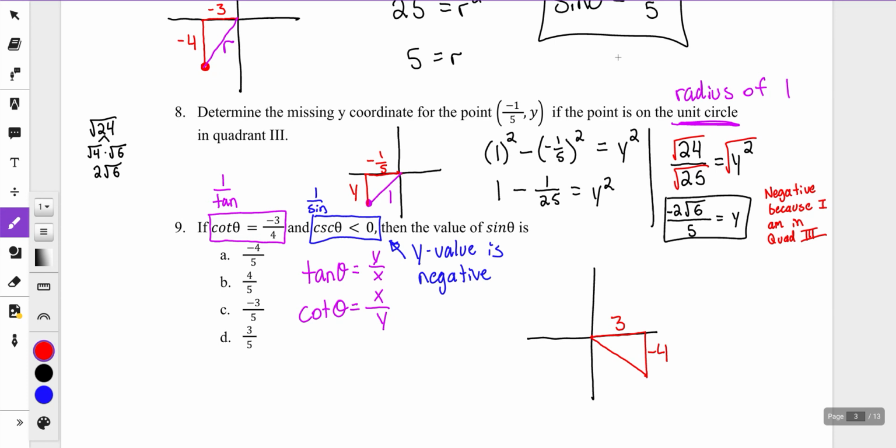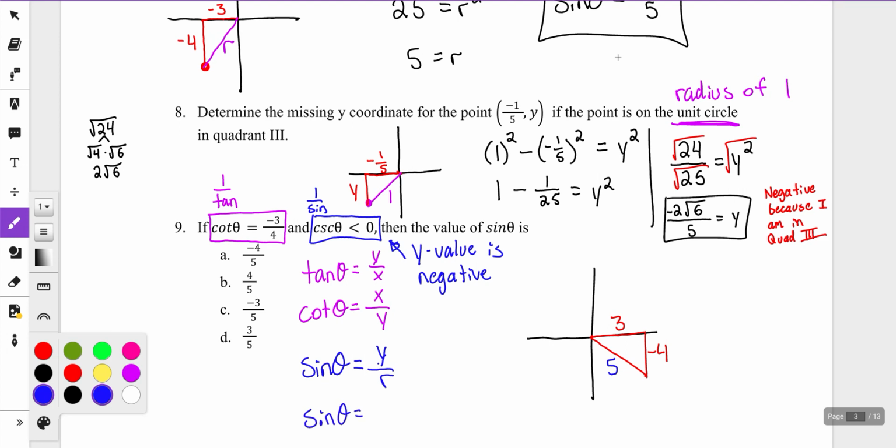To figure out sine, I need to know y over r. Looking at that triangle, I don't know r. It's 5. You've probably seen that pattern enough by now, like 3, 4, 5. It's a Pythagorean triple, 3 whole numbers. If you're not sure, do the Pythagorean theorem and you would get it. That means sine of theta equals negative 4 over 5, which is A.